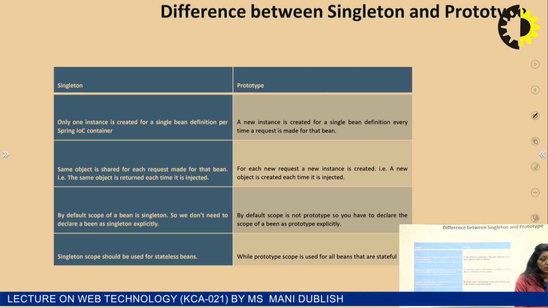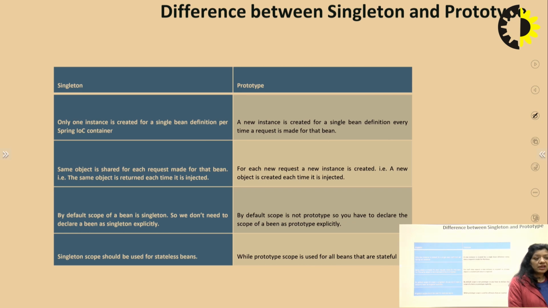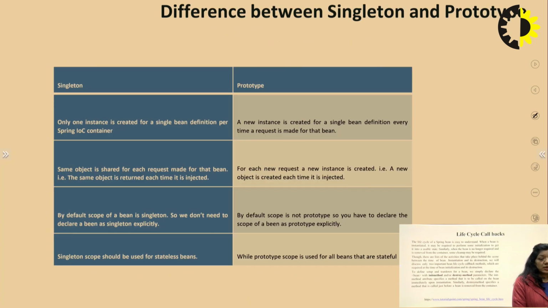But in prototype, for each request, a new instance is created, that is, a new object is created each time it is injected. In singleton, by default, the scope of a bean is singleton, so we don't need to declare a bean as singleton explicitly. But in prototype, by default, the scope is not prototype, so you have to declare the scope of a bean as prototype explicitly. Singleton scope should be used for stateless beans, while prototype scope is used for all beans that are stateful.